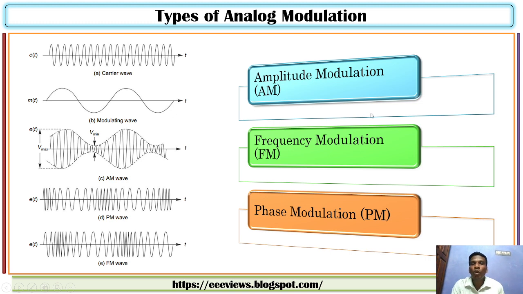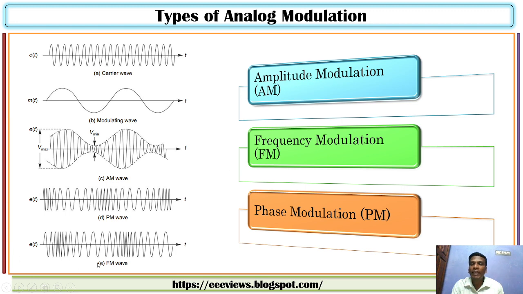For amplitude modulation, we are going to vary the amplitude. In figure C, you can see the amplitude is varying with respect to the modulating wave. This amplitude is varying. What is frequency modulation?